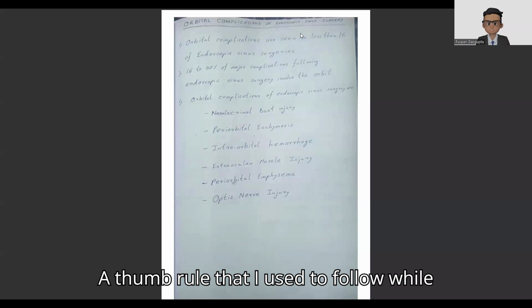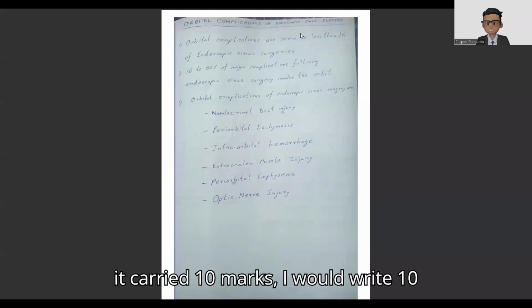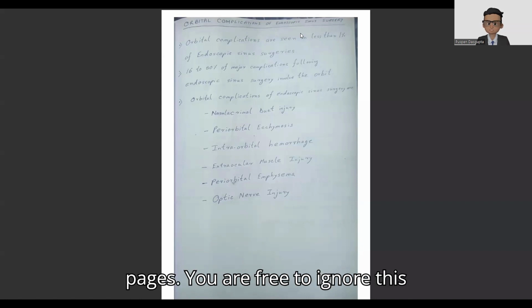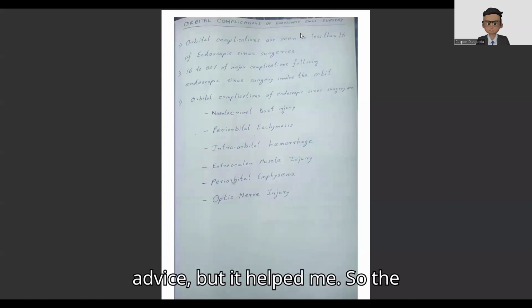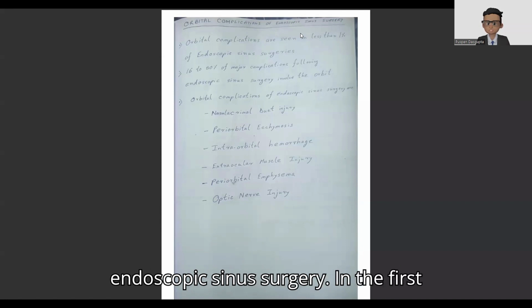A thumb rule that I used to follow while writing answers to theory questions is if it carried 10 marks, I would write 10 pages. You are free to ignore this advice, but it helped me. So the question is orbital complications of endoscopic sinus surgery.